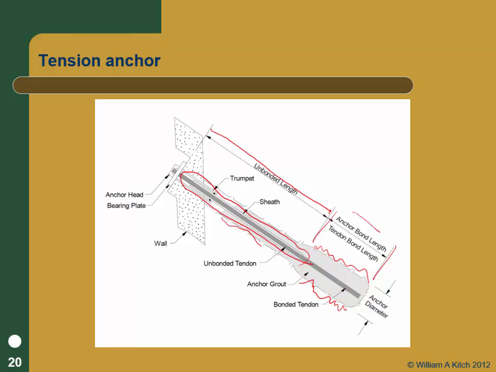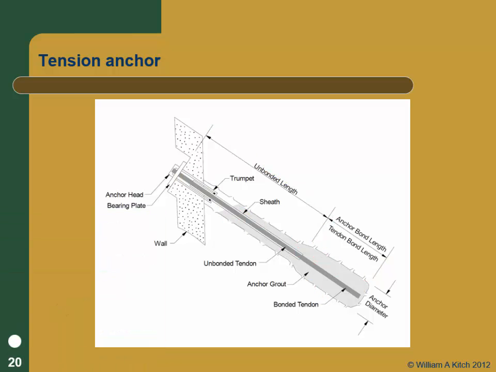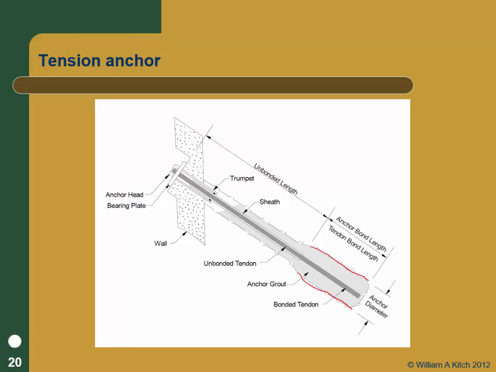Then there's the tendon bond length, which is the length that the tendon itself is bonded to the grout. Let me draw that in a different color. So this is the anchor bond length. That's the length where the system is actually bonded to the soil. Then we have the tendon bond length, which is the length where the tendon is bonded to the grout. When those are the same, we have what's called a tension anchor.